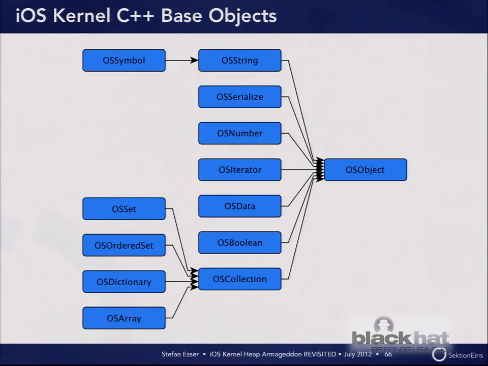So you have something called OSObject, and nearly all of the objects are derived from that. And then you have collections, like sets, ordered sets, dictionaries, and OSArrays. And you have a bunch of other things, like data, strings, numbers, booleans. Yeah, and something called the iterator, which is used to iterate over collections.